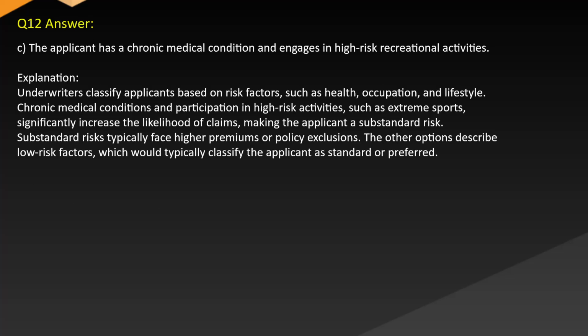Answer: C. The applicant has a chronic medical condition and engages in high-risk recreational activities. Explanation: underwriters classify applicants based on risk factors such as health, occupation, and lifestyle. Chronic medical conditions and participation in high-risk activities such as extreme sports significantly increase the likelihood of claims, making the applicant a substandard risk. Substandard risks typically face higher premiums or policy exclusions. The other options describe low-risk factors, which would typically classify the applicant as standard or preferred.